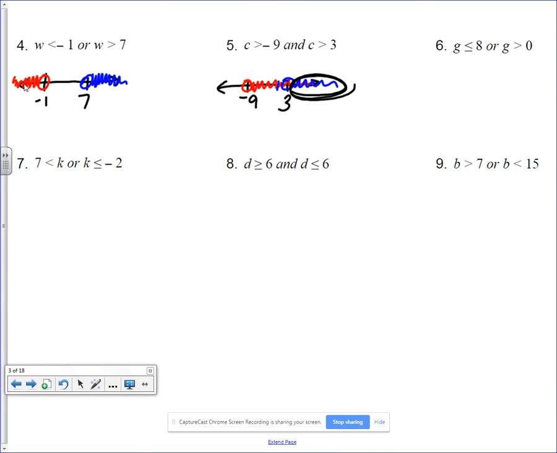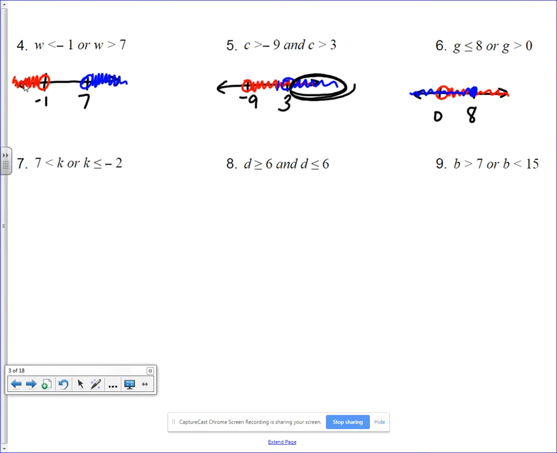Okay. Tyler, let's look at number 6. Is the first one written in the correct order? How about the second one? Okay, which one goes on my number line first? Okay. And then we have the 8. What kind of circle is on 0? Which way am I going to shade that? To the right. What kind of circle is on 8? And which way am I going to shade that?